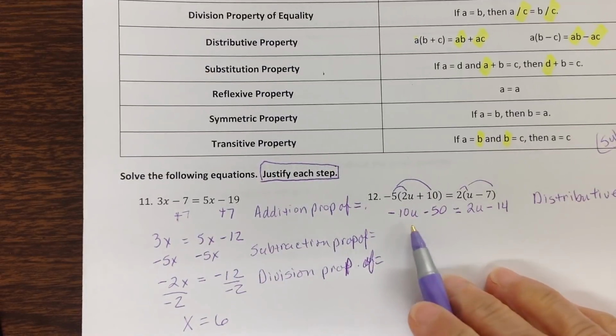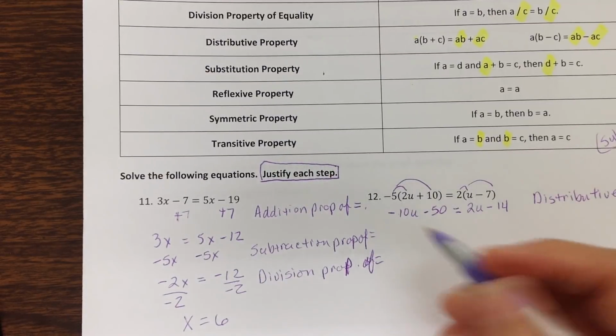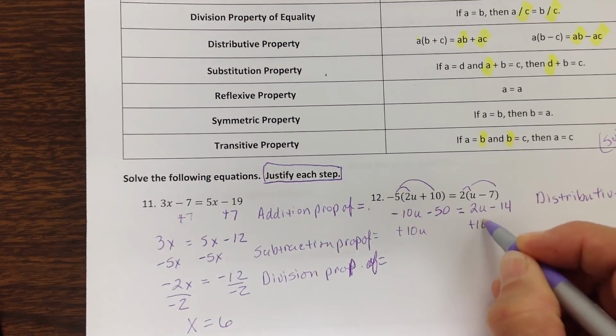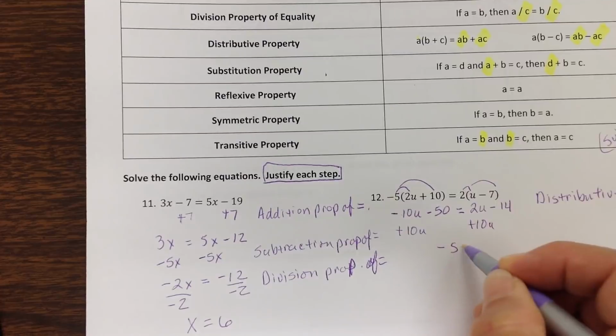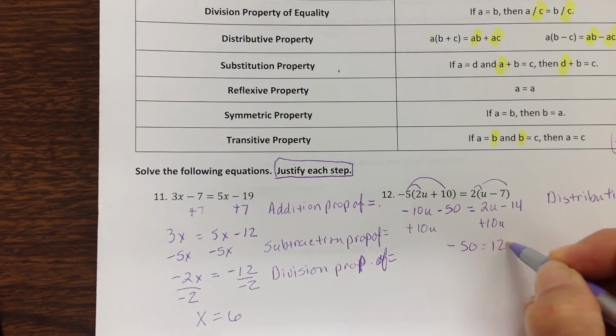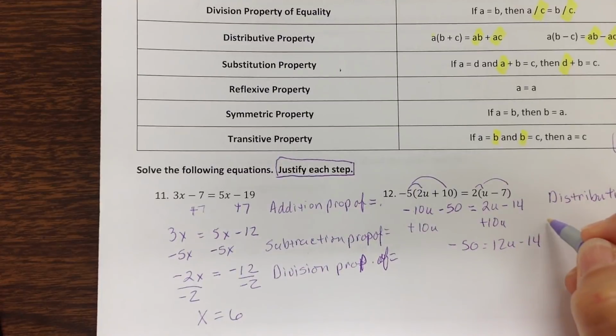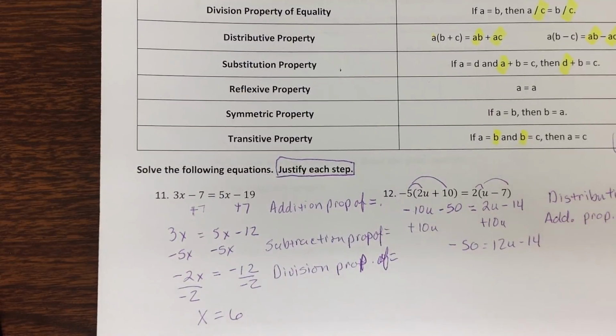Okay. Once I have that, then I'm going to go ahead and go through my steps, and I'm going to add my 10u, get negative 50 equals 12u minus 14. And how can I do that? That was the addition property. And again, I'm going to shorten it up some. Addition property of equality. This of equality is important because we're going to be getting into congruence too.